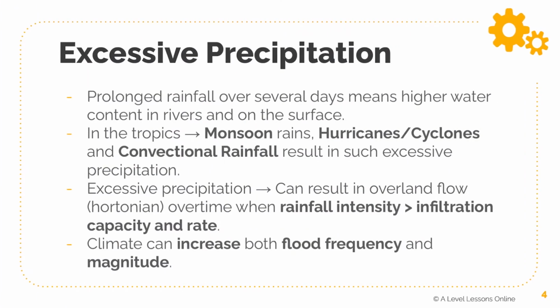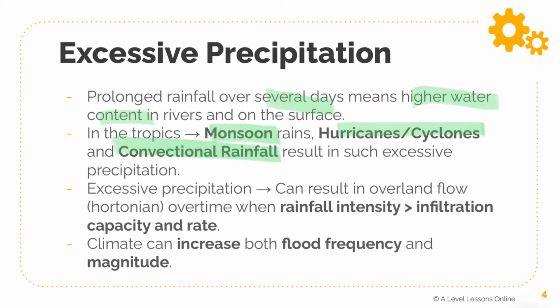The first one is excessive precipitation. What does excessive precipitation mean? It means that there is extremely high, overbearing amounts of rainfall. Precipitation is always related to rainfall. Prolonged rainfall over several days means that there will be higher water content in rivers and on the surface. If you want to, you can break it down into your different Copenhagen climatic zones. In the tropics, for example, monsoon rains, hurricanes, cyclones, and convectional rainfall will result in these excessive levels of precipitation.